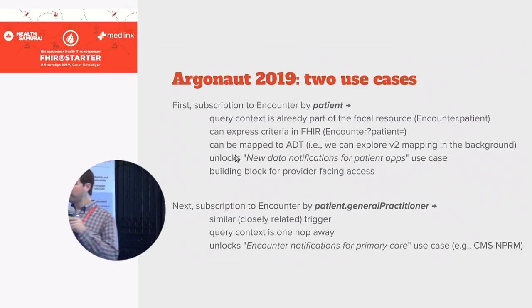So both of these are focused on encounter notifications. How do different participants in the ecosystem learn when a patient showed up at the hospital or was discharged from the hospital?